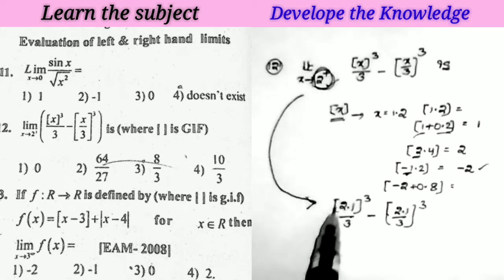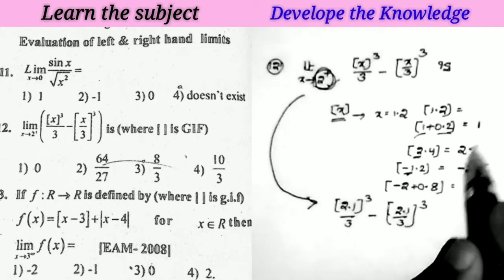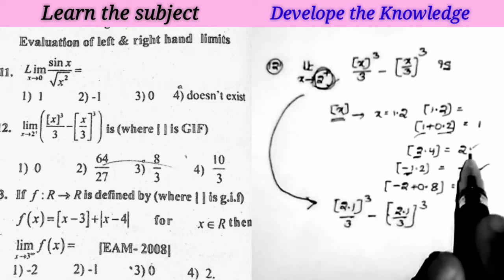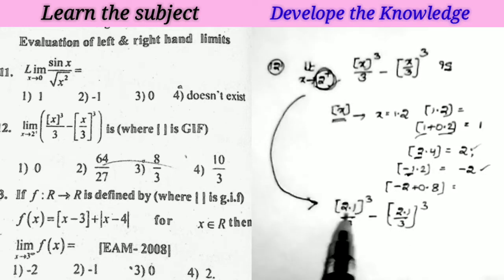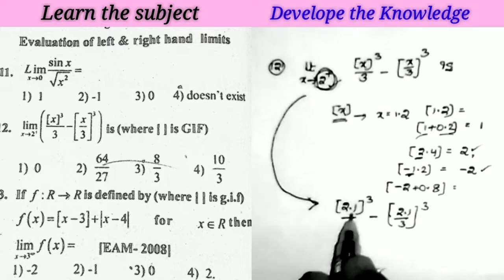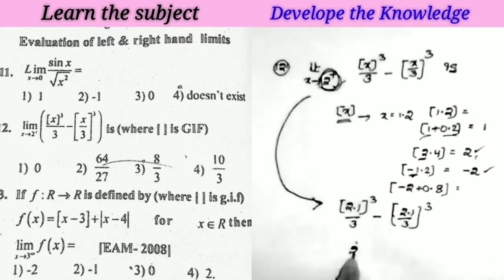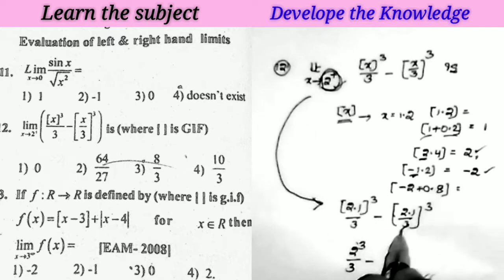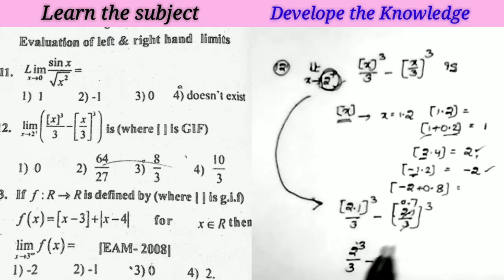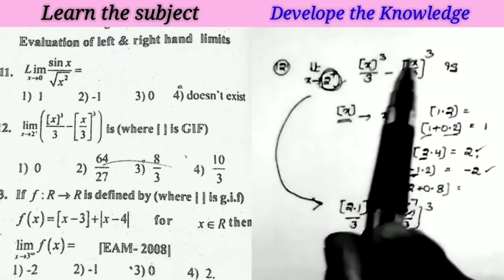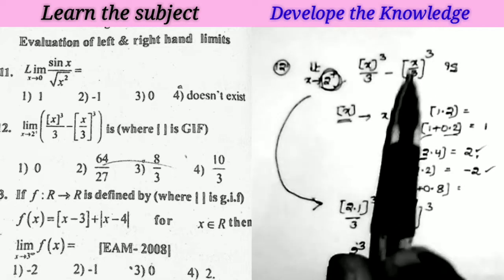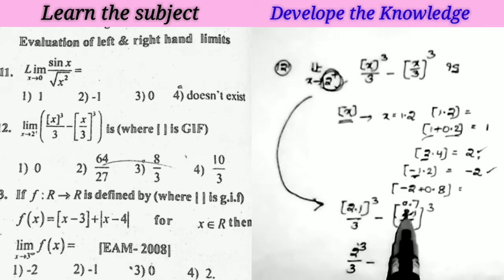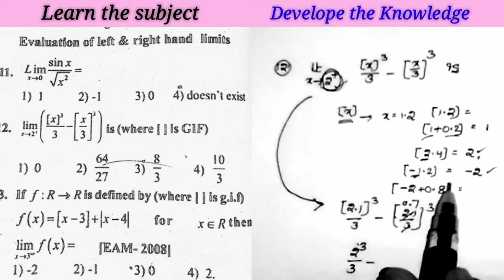Now what is the step 2.1 value? I already told how to find that value. Step 2.4 is equal to 2, so step 2.1 is equal to 2: the greatest integer of 2.1 is 2. That is 2 cubed by 3 minus step of x by 3 whole cube. Here we want the step value of the total value, so first we simplify the number: 2.1 by 3 is 0.7, and this value is 0.7 whole cube.